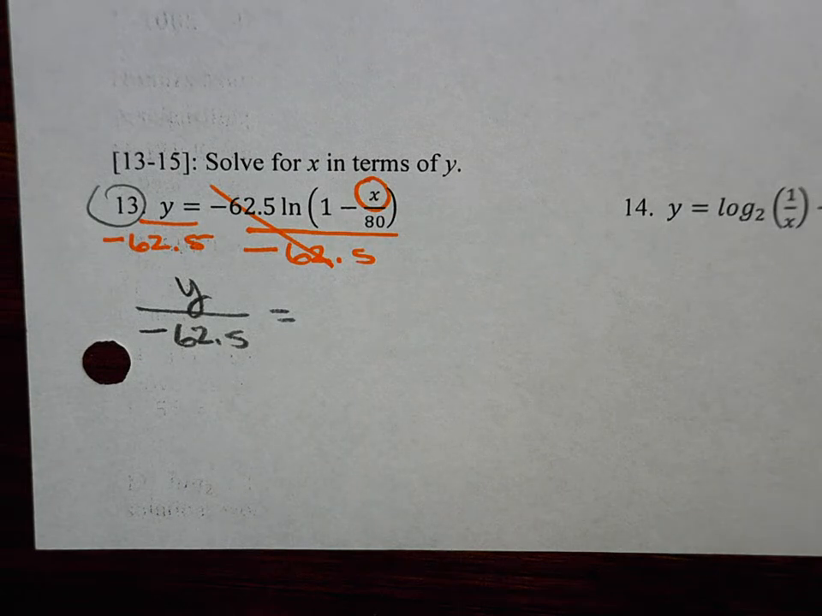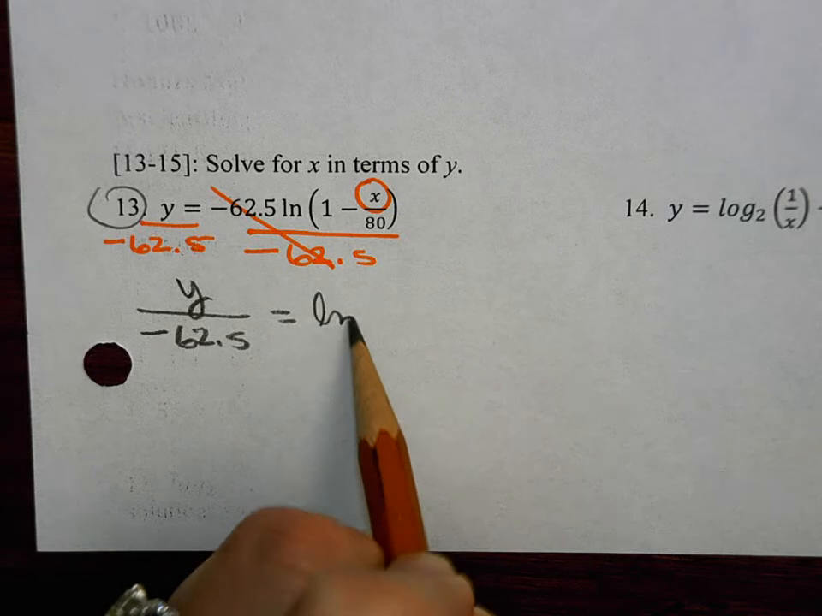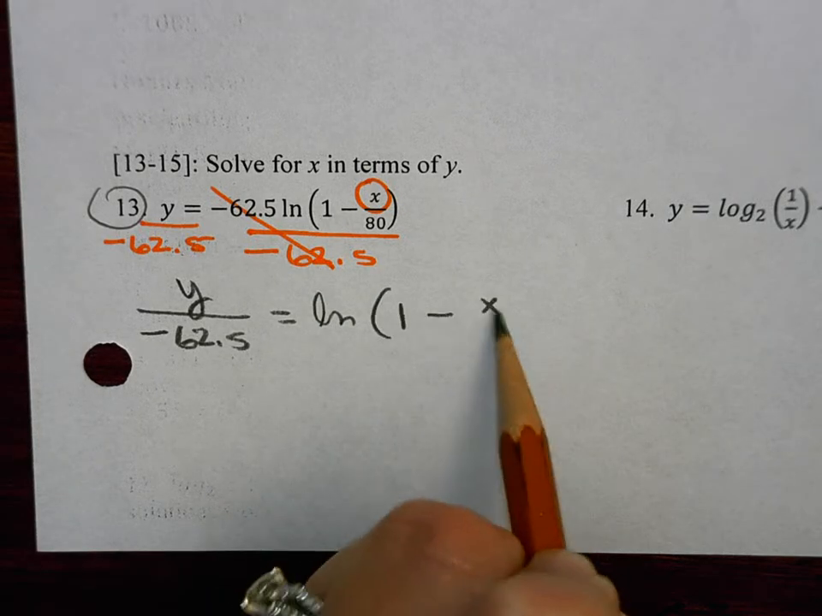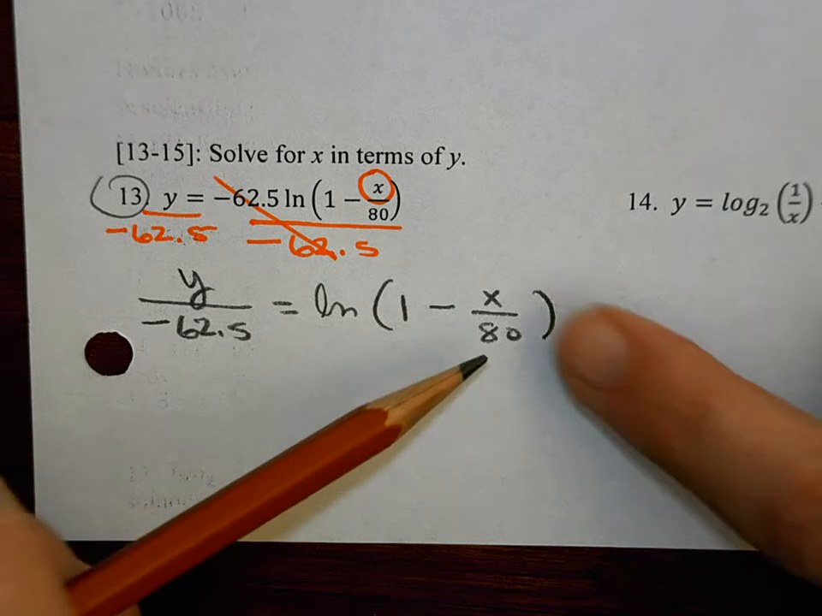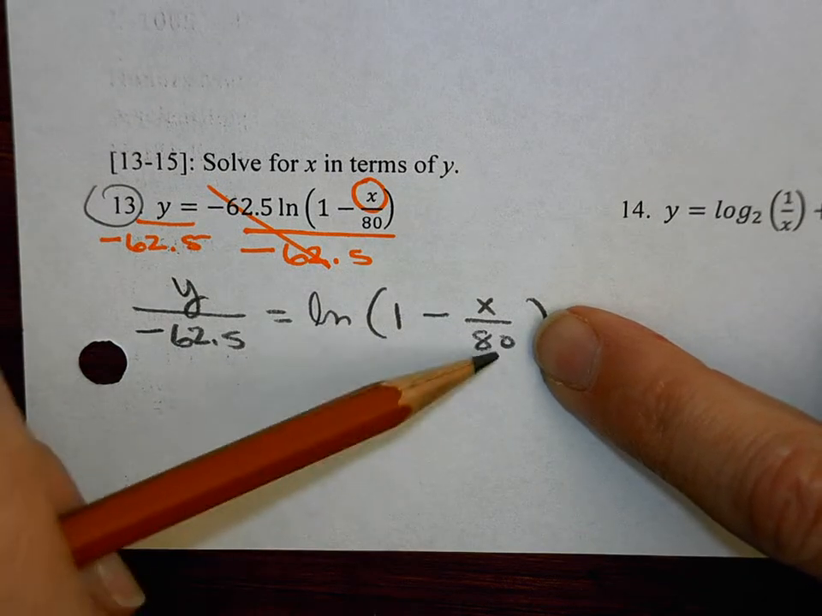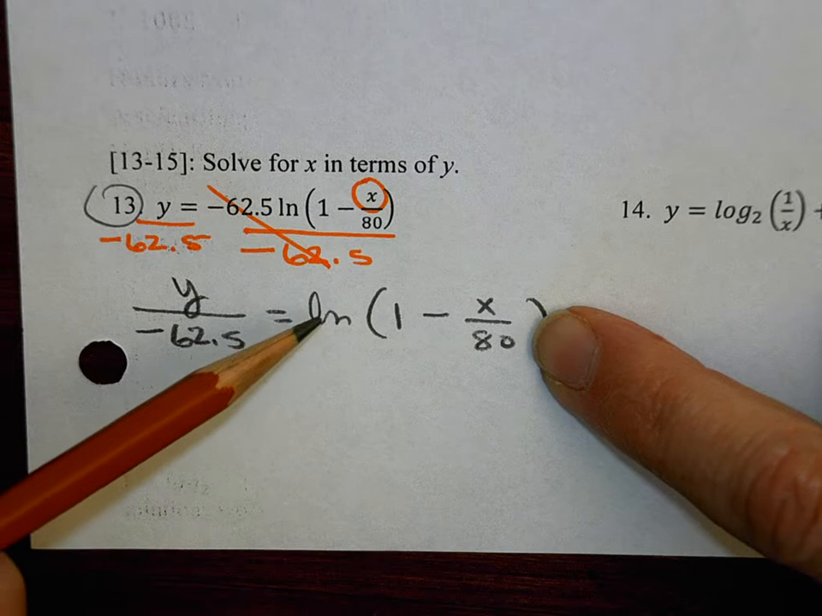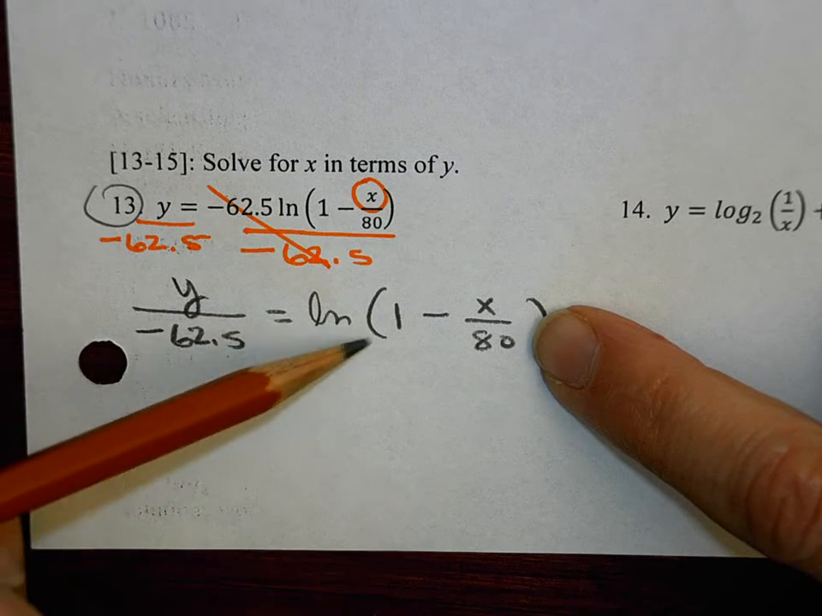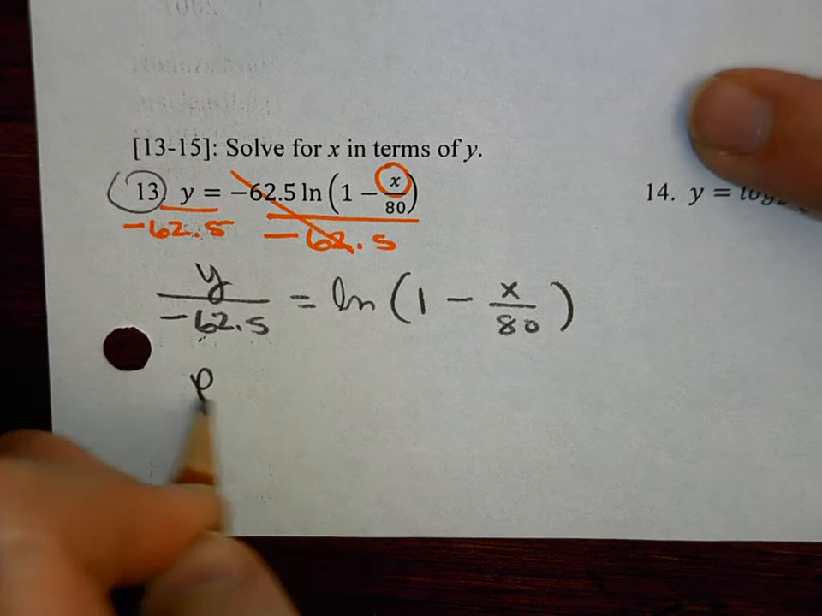Okay, sorry about that interruption there. All right, so then I would divide. And then over here I would still have the natural log. And so from there, I'm still trying to get x by itself. So I still need to get rid of the 80, the 1, and the natural log. So I'm going to get rid of the natural log first. And so I would use base e, right? So this is base e here. And so this would be e to the power.